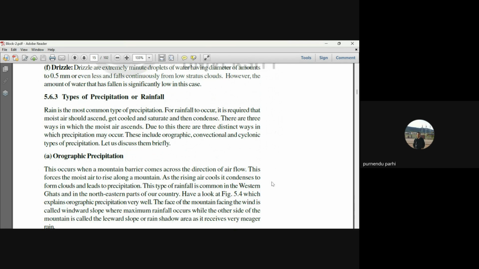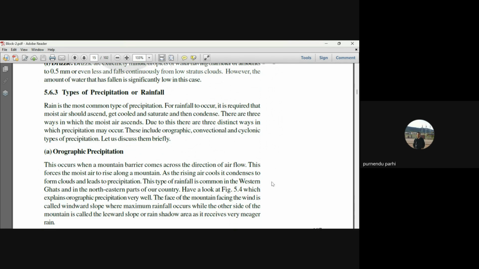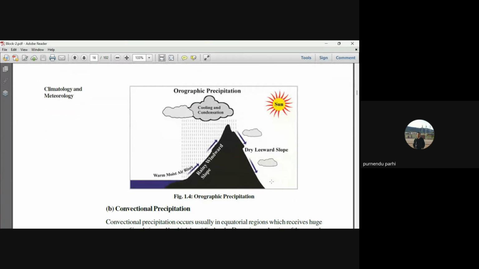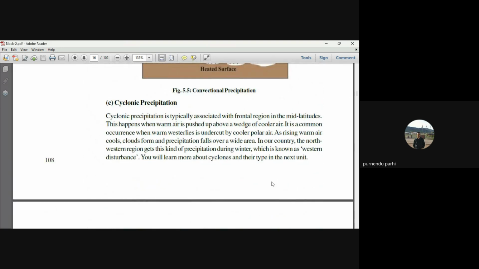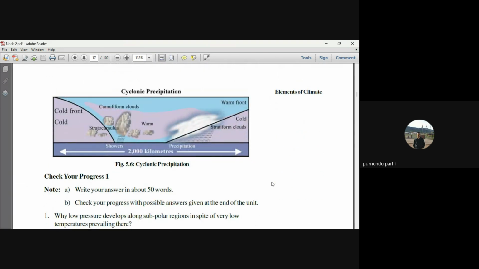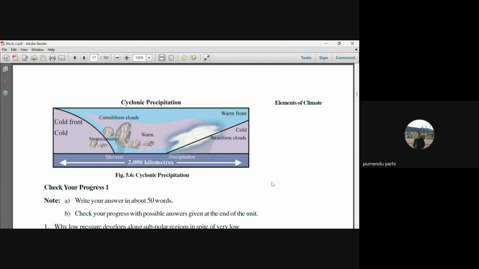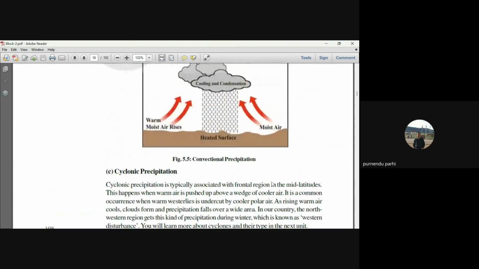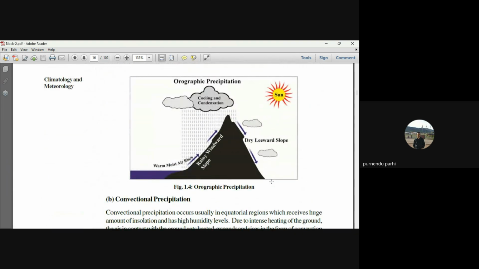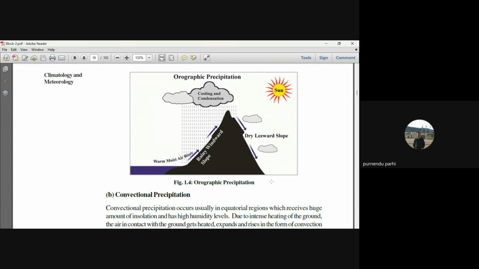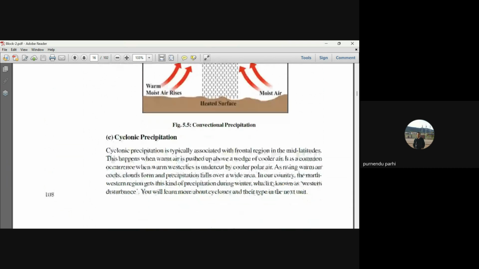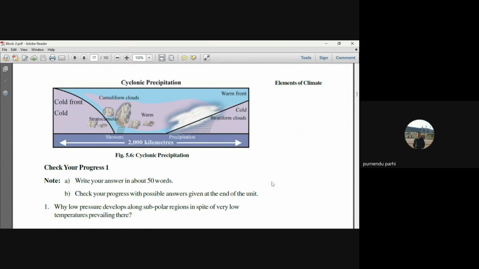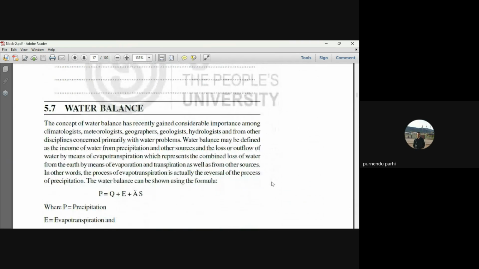Then types of precipitation or rainfall. One is orographic precipitation. Then you have convectional precipitation. Then you have cyclonic precipitation. So these are three kinds of precipitation, and they have been shown by the figures. Figure 5.4 shows the orographic precipitation. Then figure 5.5 shows the convectional precipitation. Then 5.6 shows the cyclonic precipitation.